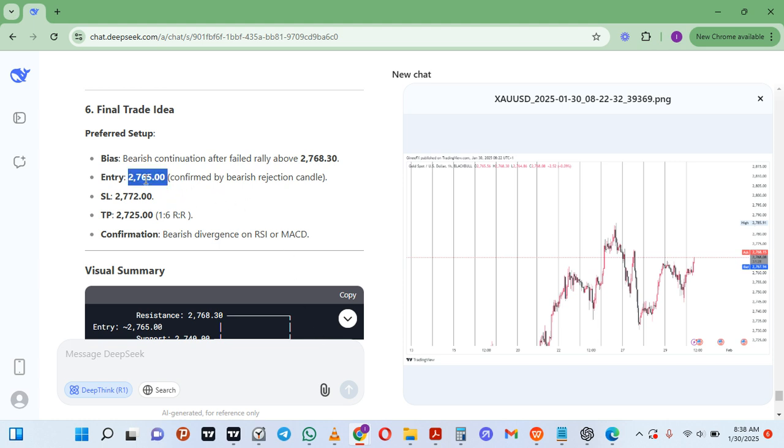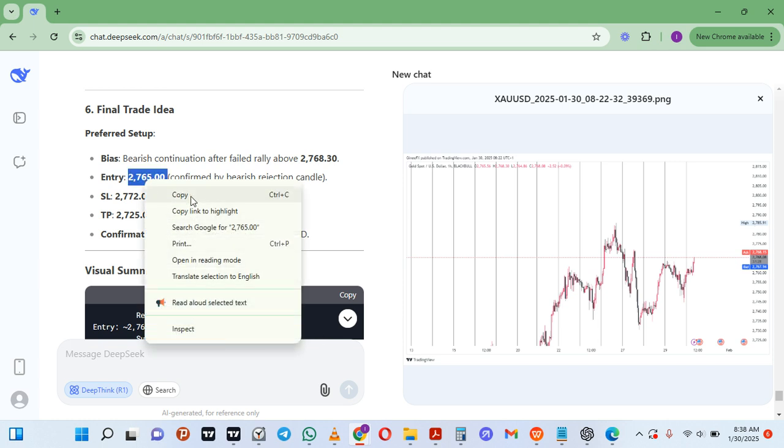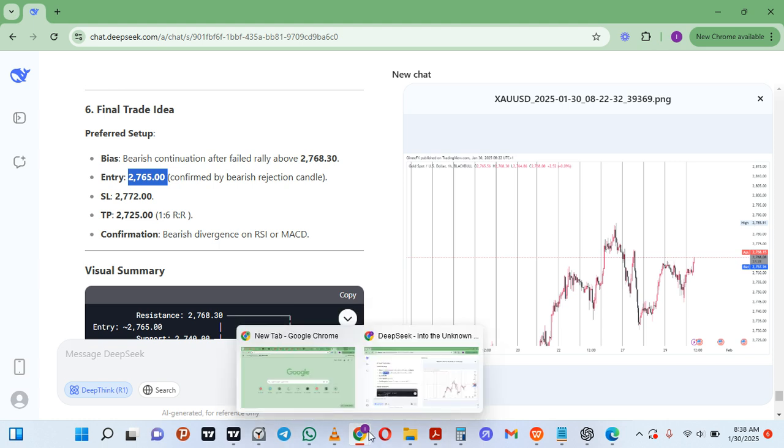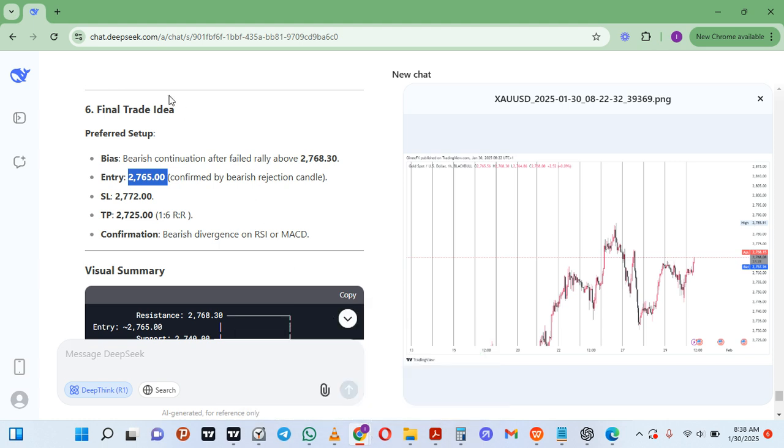Entry is going to be 2765. And amazingly, I did an analysis earlier in the week, which played out exactly like this. I manually used my trade plan, and this is what happened. This entry was probably around 2765, even though it went close to 2769 and sold from there. So we should be looking for another sell, even though today is Thursday and we're looking at the end of the month. So the preferred setup will be a sell for gold at 2765.